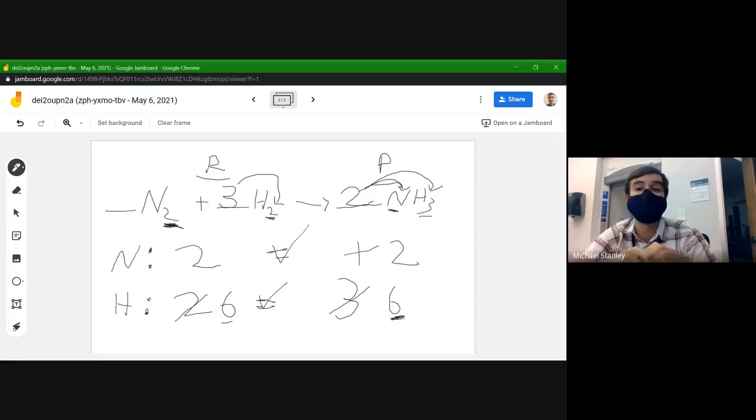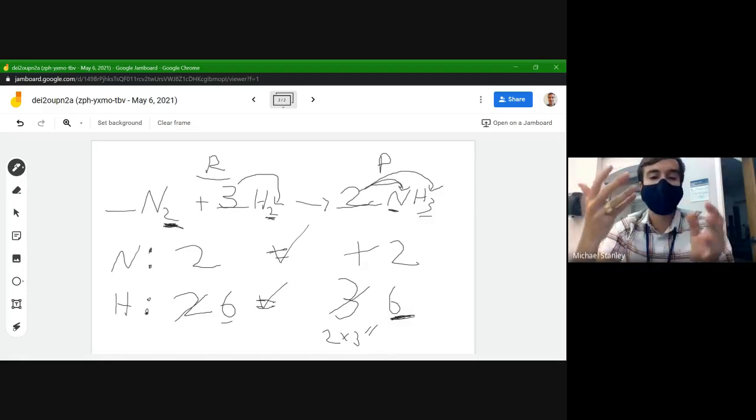Whenever you see them come together, you're always going to do multiplication for the coefficient and the subscript. The coefficient was 2. The subscript was 3. And 2 times 3 is equal to 6. Okay.